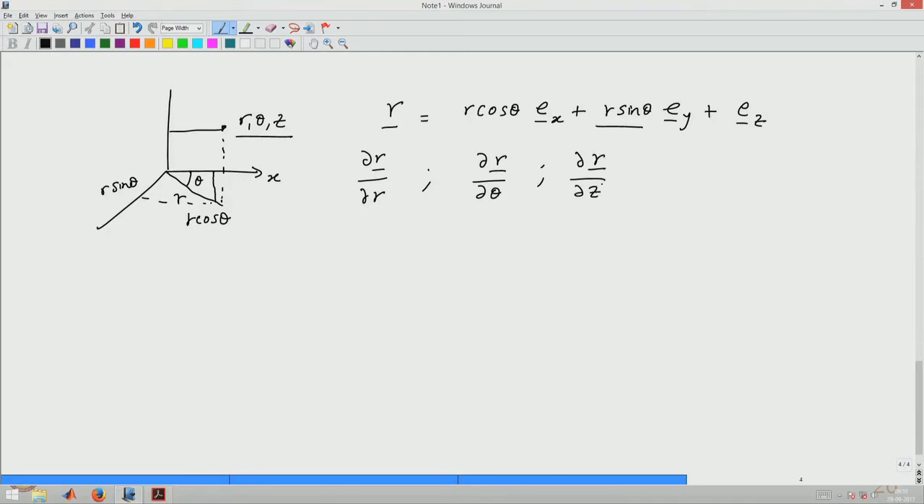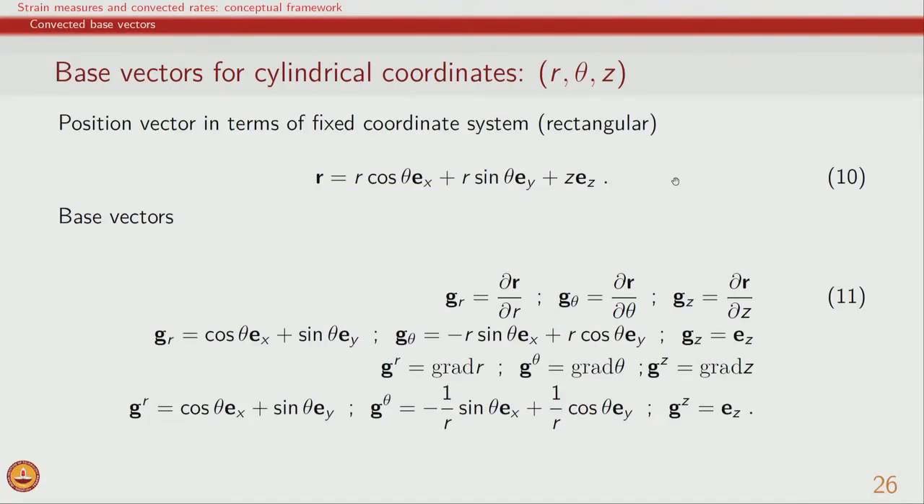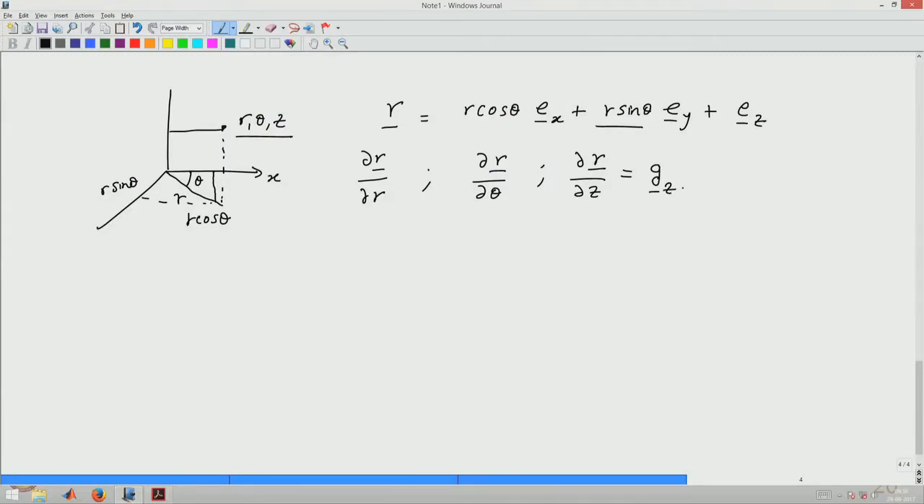And what we have written here are nothing but the base vectors which are defined based on different coordinates. So, this is g theta and this is g r. And so, if we evaluate it, we can clearly see that when we take the derivative with respect to r, g r is going to be just cos theta E x plus sin theta E y, and of course, this is nothing but what we normally use as the radial vector. So, in this case this is the direction of E r.